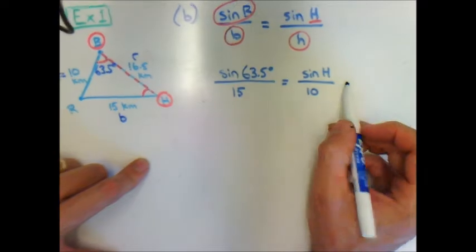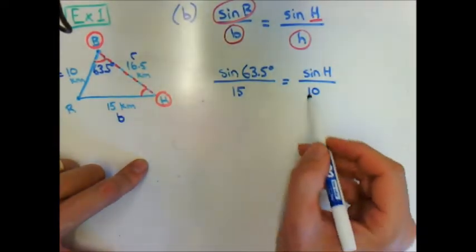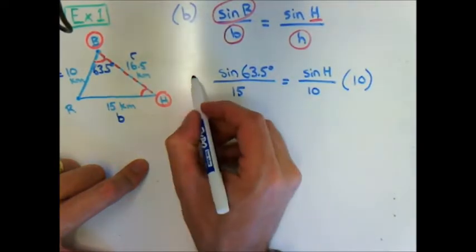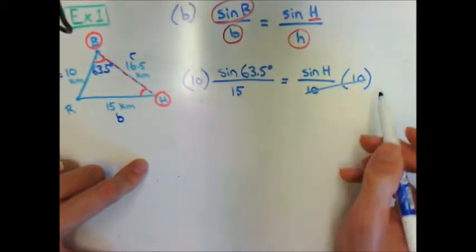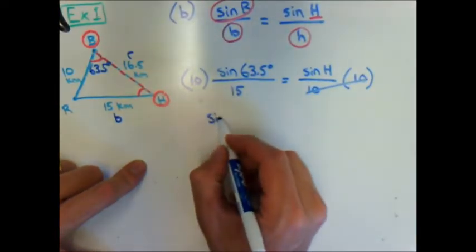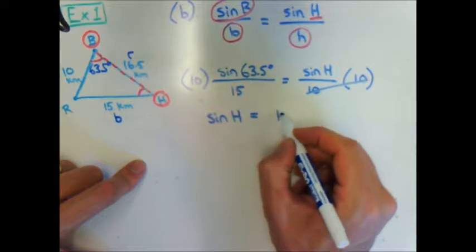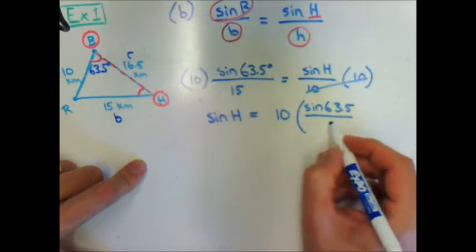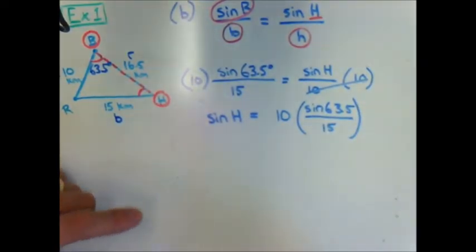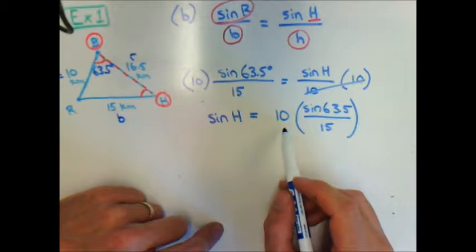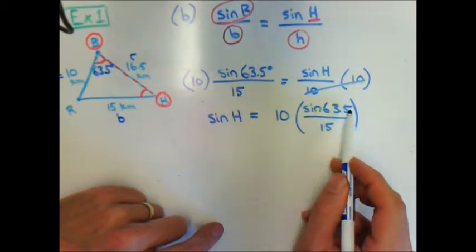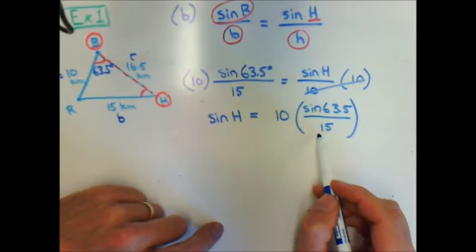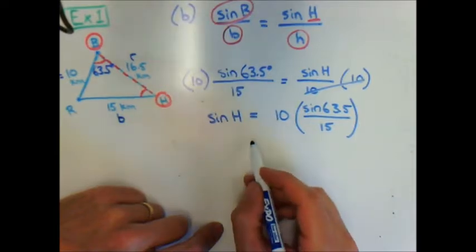So all we have to do, if you do it in your calculator, so I just want to write down what we would write in our calculator. Basically all we would have to do here is multiply each side by 10, which would cross those guys out, which would give us that sine of H is equal to 10 times sine 63.5 over 15. Now it doesn't really matter what order you punch it in your calculator, as long as you do 10 times sine 63.5 divided by 15. Or you could do sine 63.5 divided by 15 times 10. Any order works.